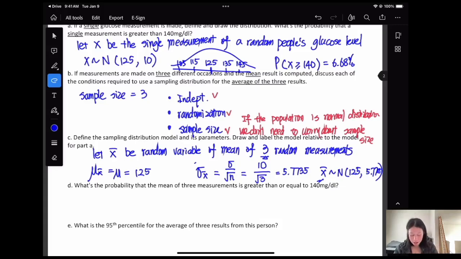All right, next one. What is the probability that the mean of these 3 measurements is greater than or equal to 140 milligram per dl? So we want the probability of the sample mean, which is x bar, because we are looking at the mean of these 3 measurements, not the population. That's why we use x bar to represent the sampling distribution. The random variable comes from the sampling distribution, greater than 140.